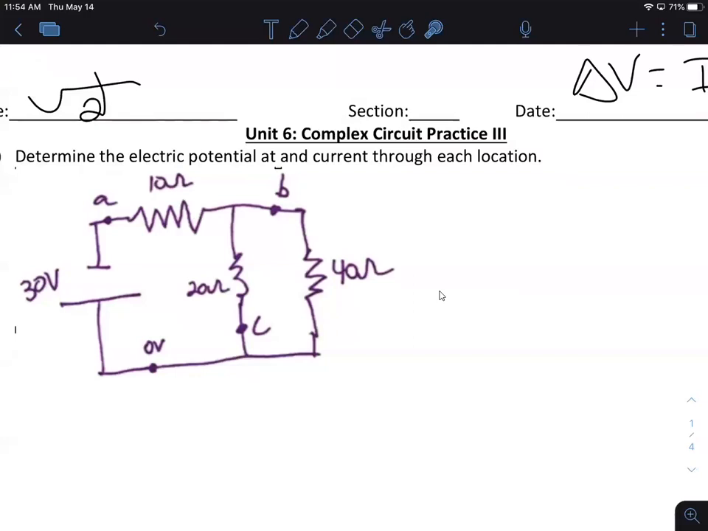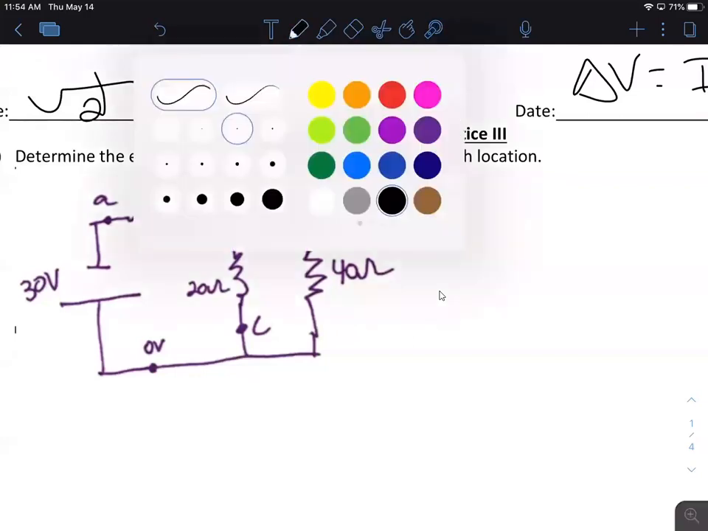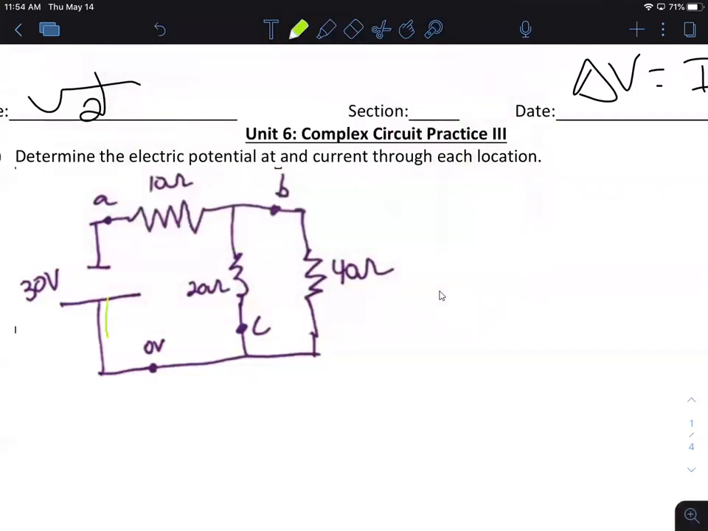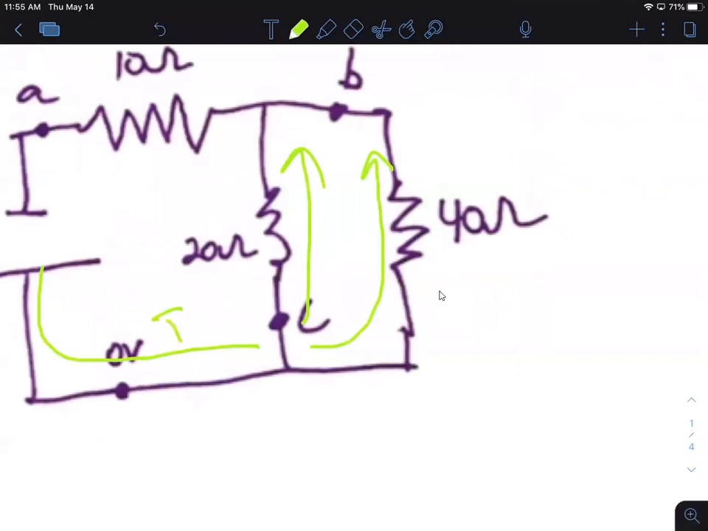Our other ideas are the idea of conservation of charge, which says that if I have a current coming from this battery and it reaches a junction, a split, some of the charge is going to go one way and some is going to go the other way. But the total, if I call this I1 and I2, the total current is going to be conserved.